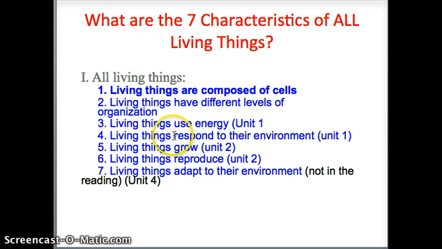4. Living things respond to their environment. Once again, we're going to cover that in this unit. 5. Living things grow. That's going to be in Unit 2. 6. Living things reproduce. That's going to be in Unit 2. 7. Living things adapt to their environment. We're going to cover that in Unit 4.